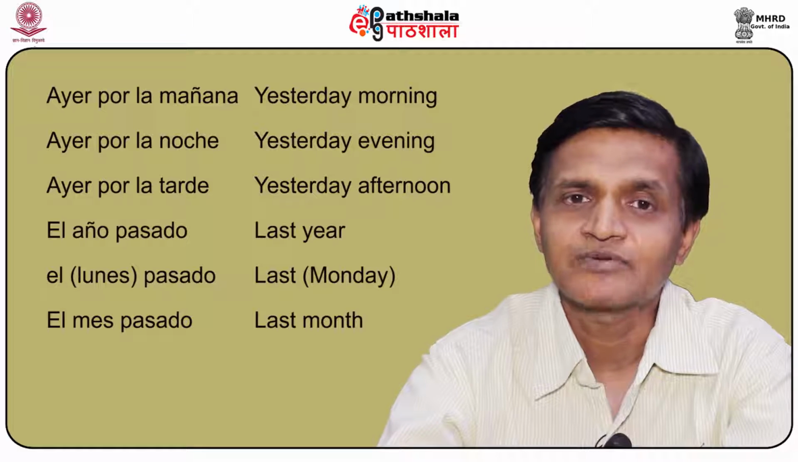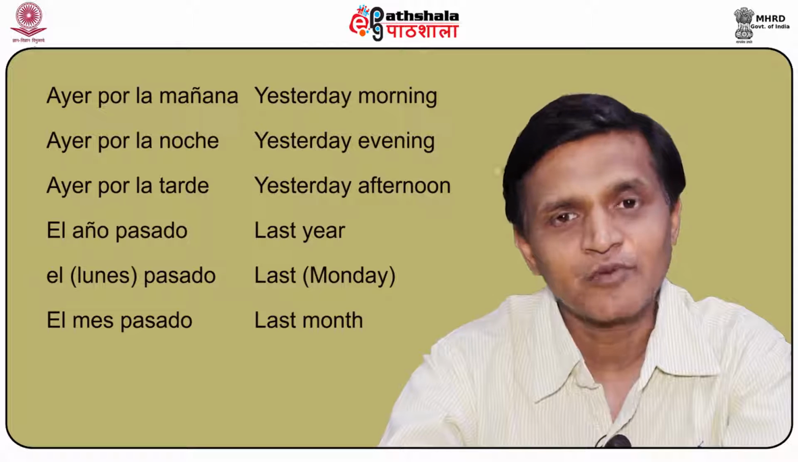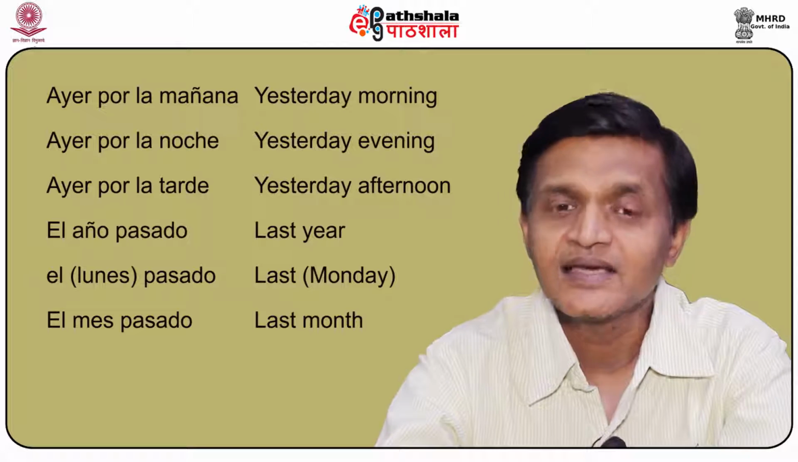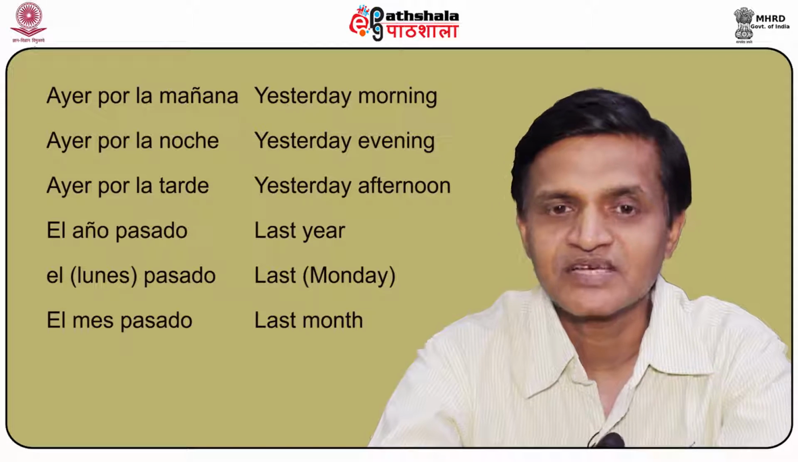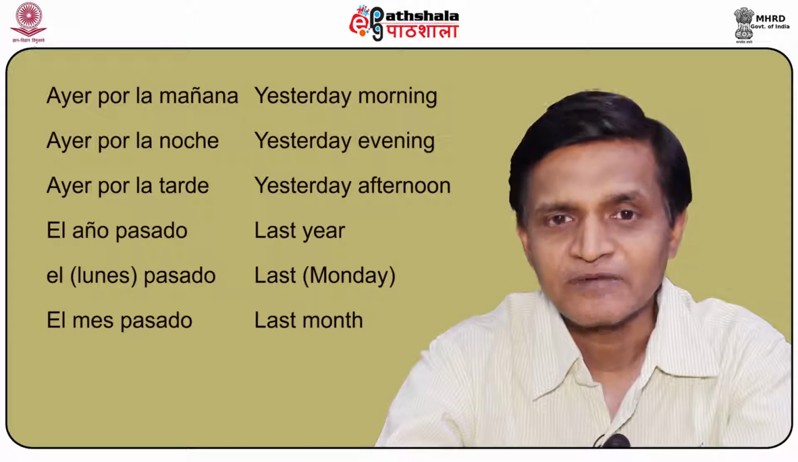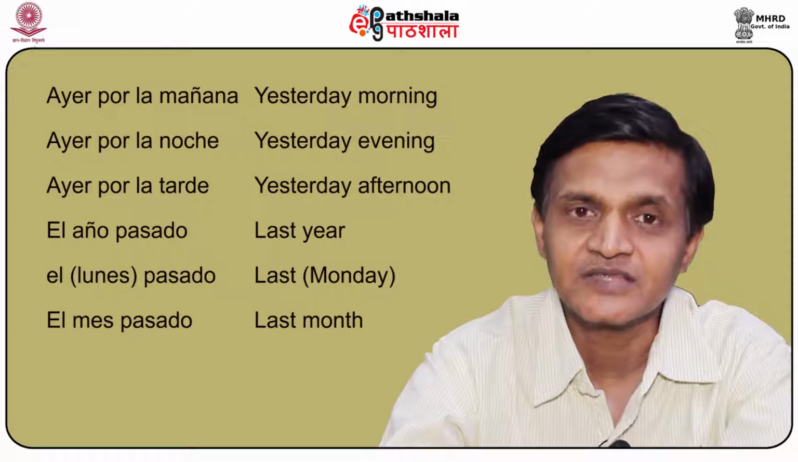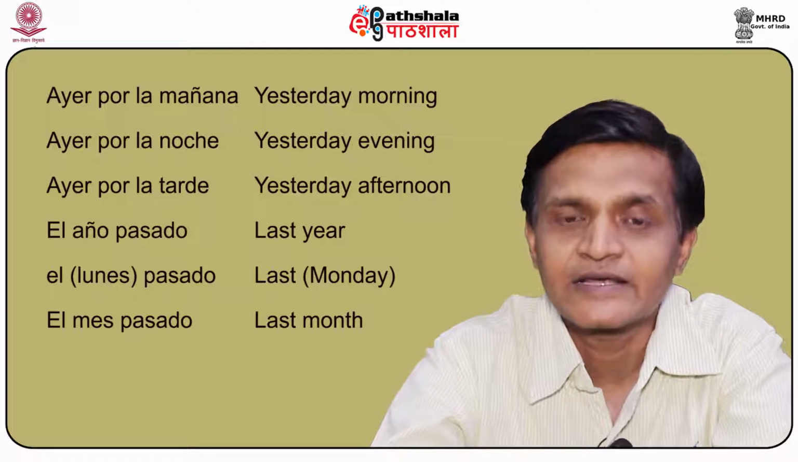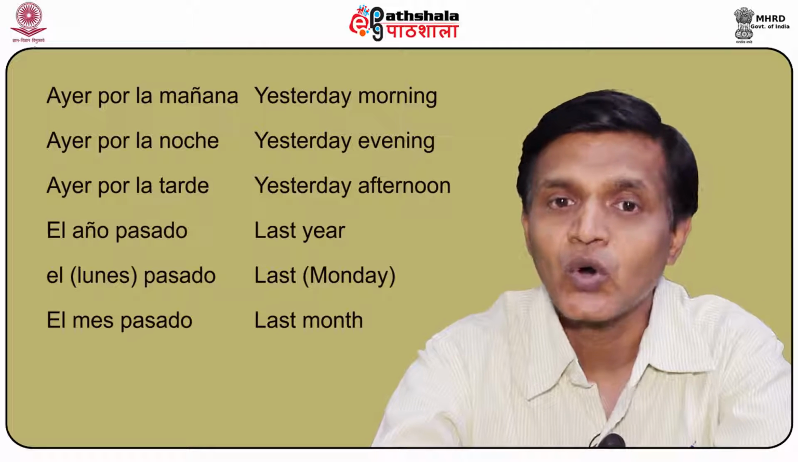Other examples of these marcadores de tiempo, or time markers, are ayer por la mañana, ayer por la noche, ayer por la tarde, el año pasado, el lunes, martes, miércoles pasado, el mes pasado. All these use the preterite because you're talking about a fixed, specific time in the past.